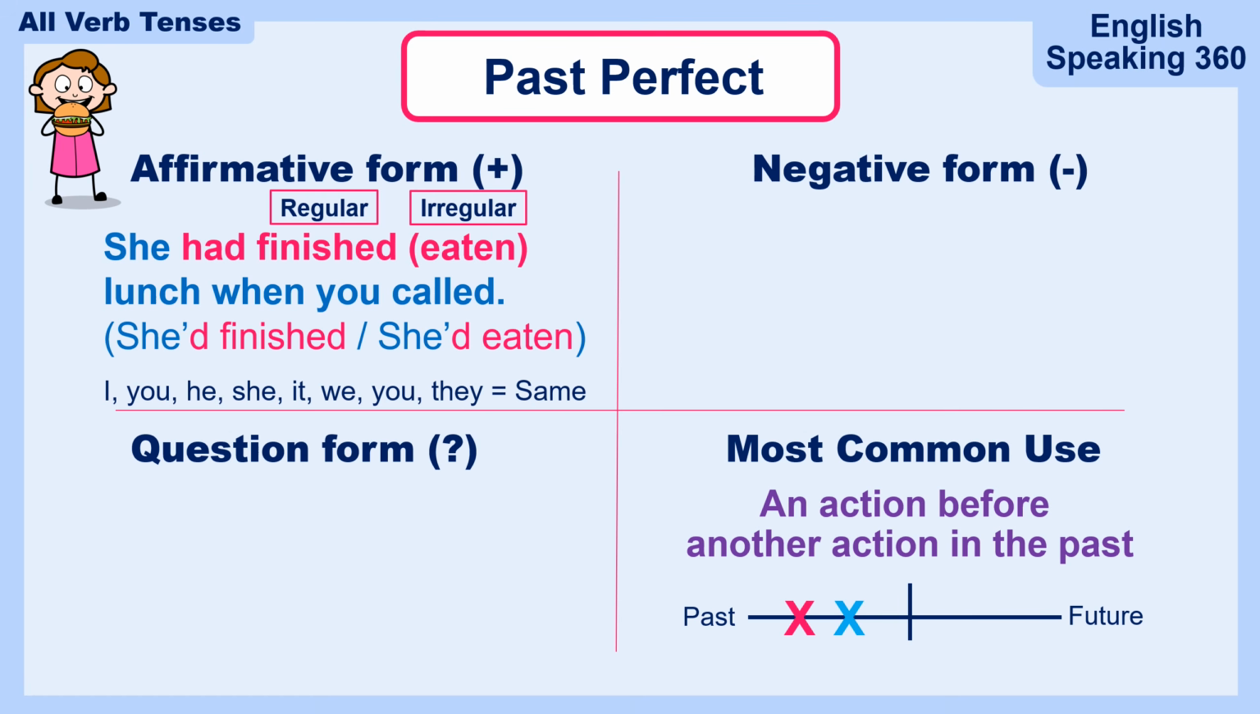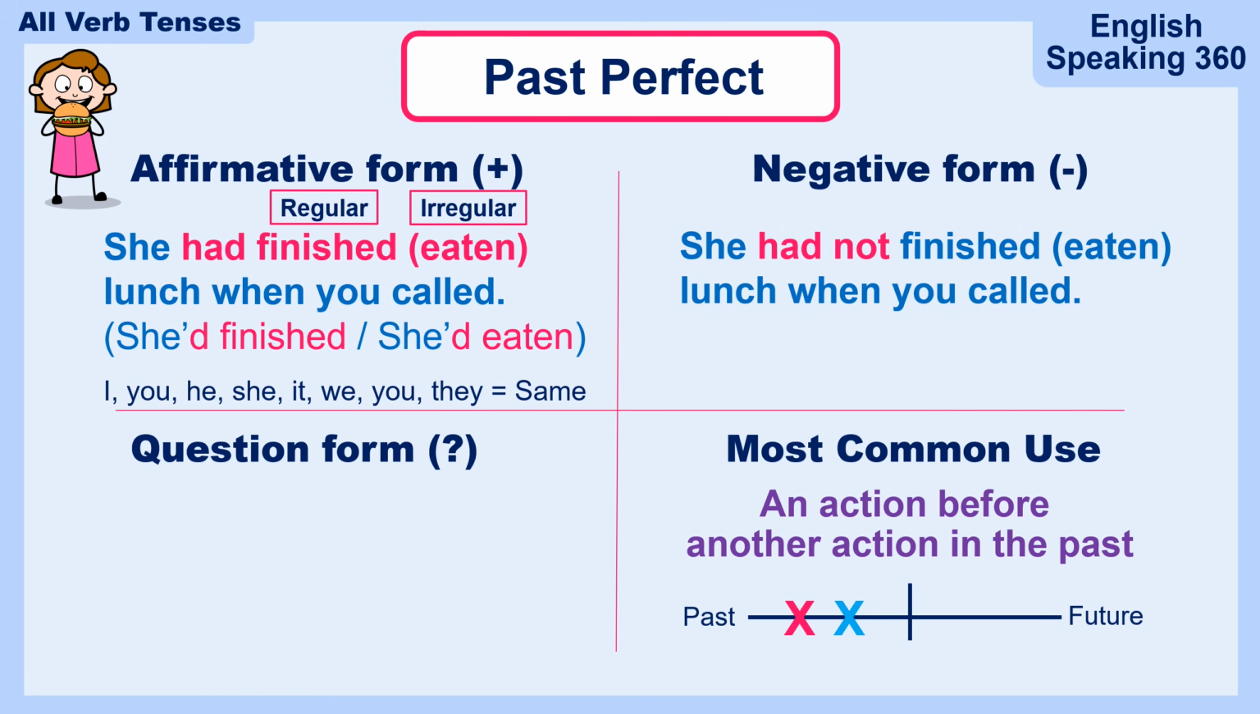Now let's go to the negative form. She had not finished lunch when you called. Or she had not eaten lunch when you called. What is the contraction? She hadn't finished lunch. Or she hadn't eaten lunch when you called.